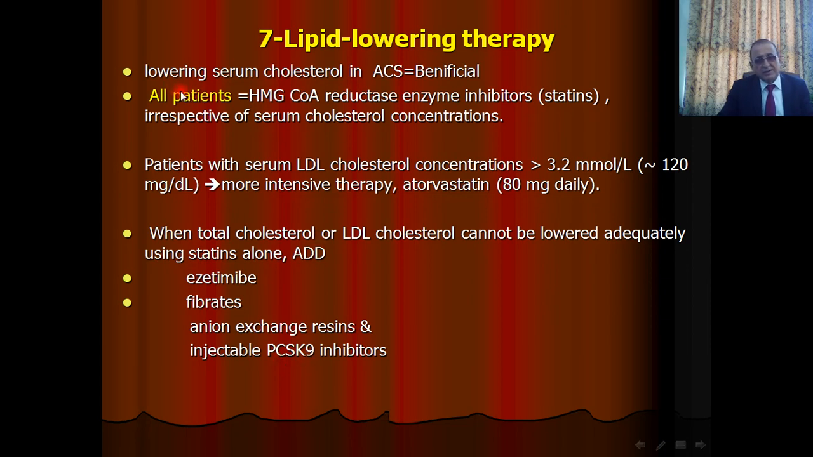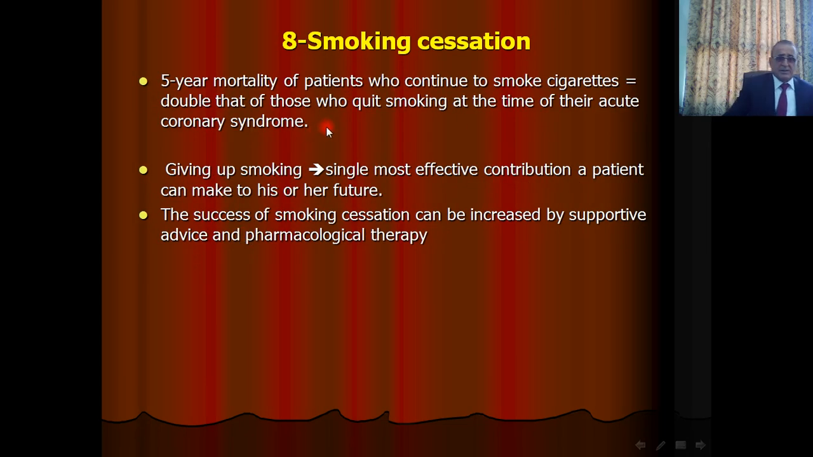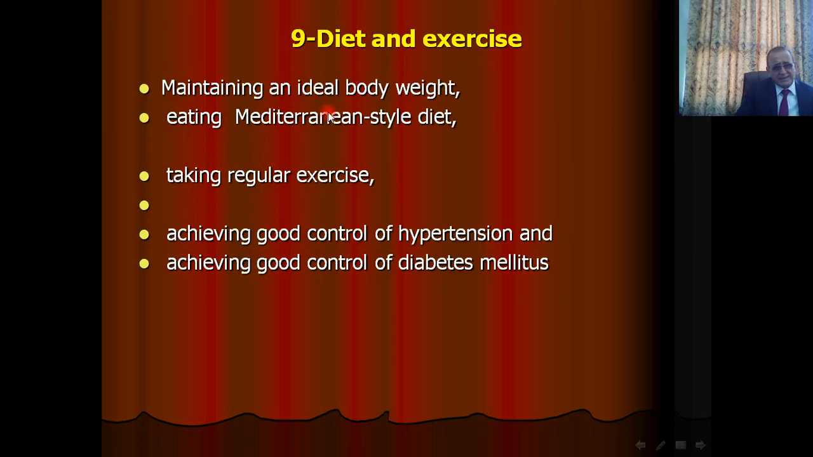The other is smoking. This is very obvious. The 5-year mortality of patients who continue to smoke cigarettes actually doubles. So there is doubling of mortality. You should clearly explain this to the patient, and giving up smoking from the patient's side is a very effective treatment. Diet and exercise, I think you know all this. Maintaining ideal diet, eating Mediterranean style, taking regular exercise, say 20 minutes per day, brisk walking, achieving good control of hypertension and diabetes. And lastly, the last treatment is rehabilitation.